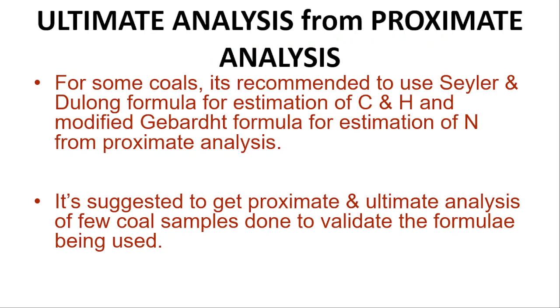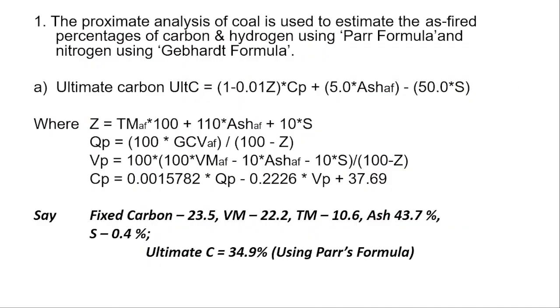The ultimate analysis from proximate analysis. For some coals, it is recommended to use the Seyler and Dulong formula for estimation of carbon and hydrogen, and the modified Gebhardt formula for estimation of nitrogen from proximate analysis. So it is suggested to get proximate and ultimate analysis of a few coal samples done to validate the formulae being used. The proximate analysis of coal is used to estimate the as fired percentage of carbon and hydrogen using Parr's formula and nitrogen using Gebhardt's formula.